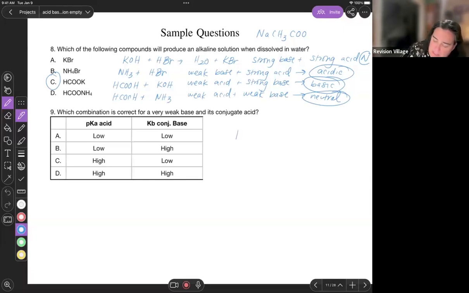If you have a very weak base, that means that the Kb is going to be small. It's not very efficient at taking the proton. And so that means its conjugate acid is going to be pretty strong. Let me not say strong. I'm going to say is large. Now, if the Ka is a big number, like 10 to the minus 2, the pKa would be 2. If the Ka were a small number, like 10 to the minus 5, the pKa would be 5. So when I answer this question, I'm looking for a pKa that is relatively low, representing a big value for Ka, and a Kb that is low. So I think the answer is A.